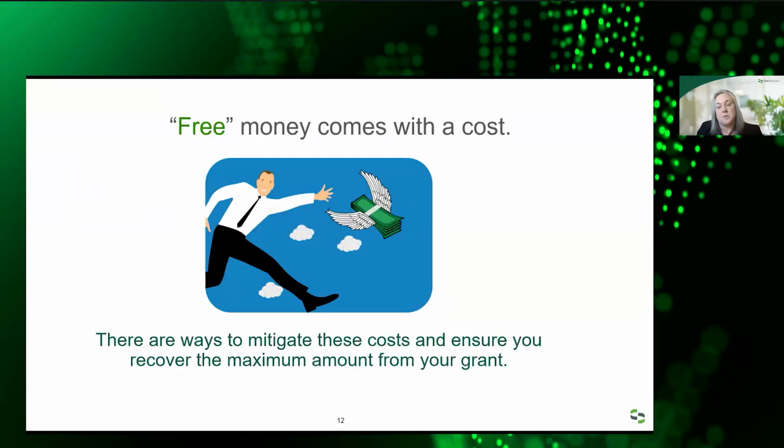So free money comes with a cost. It's not actually free. Is anything actually free? So now you know what to look for to ensure that you can actually sustain your grant. So now, how do you mitigate this? How do we mitigate these costs, and how do we ensure that we're recovering as much as possible from the grants that we receive? So I'm going to turn this over to Nikki, and she's going to continue with indirect costs and cost recovery. Thanks, Kat.